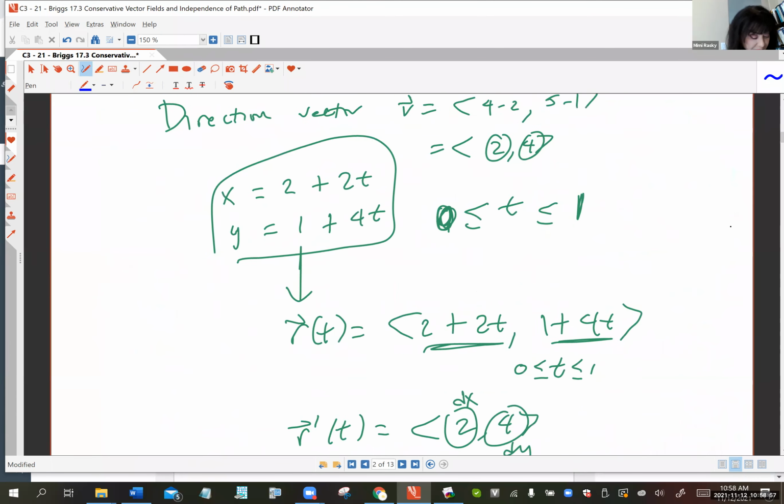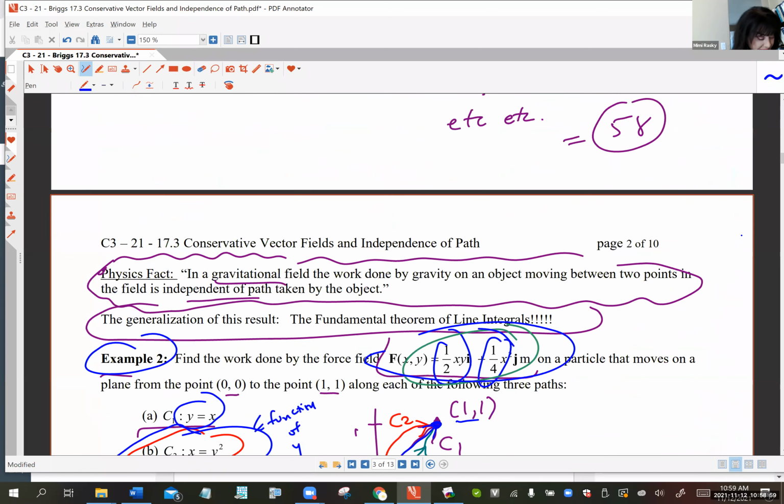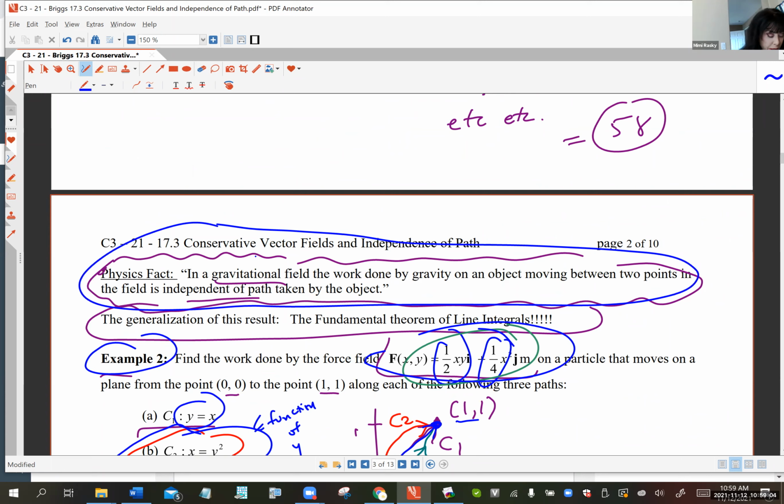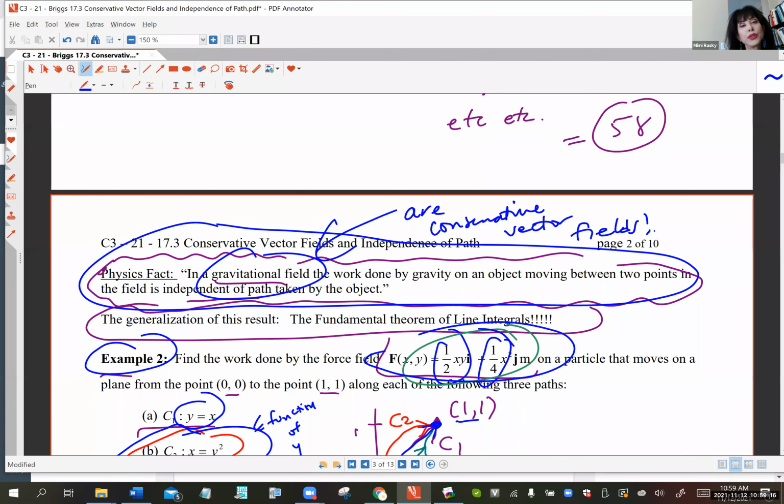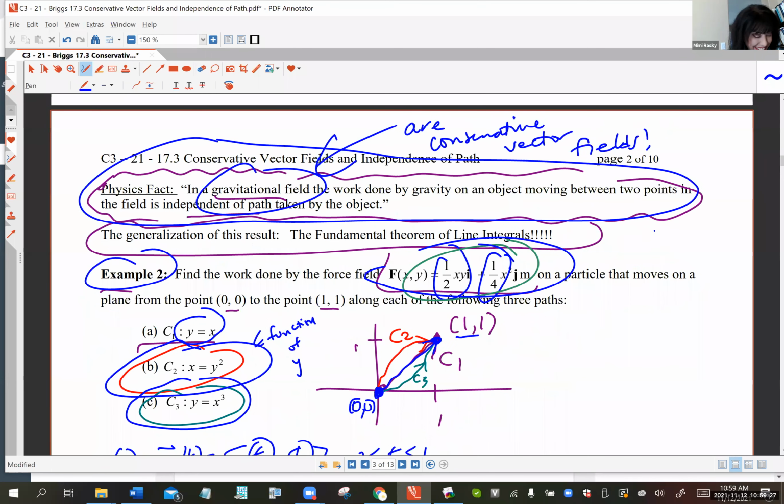And that's why our physics brethren, when they said this physics fact right here, why does it work? Because gravitational fields are conservative vector fields. And that's why you only care about the beginning point and the ending point when you're calculating the work done by a gravitational field on some object as it moves between the 2 points. Pretty cool, huh? That's a physics fact right there, folks. Congratulations.